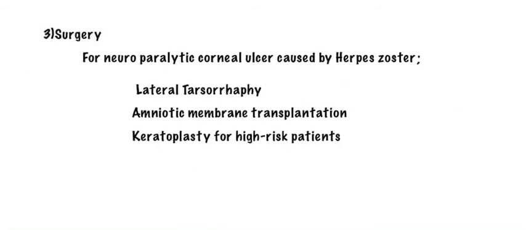So next is about the surgical management. For neuroparalytic corneal ulcer caused by herpes zoster. Sometimes there is neuroparalytic corneal ulcer also caused by HZ. So what do we do? There are options like lateral tarsorrhaphy, amniotic membrane transplantation, and keratoplasty, which is recommended for high-risk patients. These are the 3 things you have to remember for neuroparalytic corneal ulcers. We're not getting into the details of these 3 as they are actually concerned with postgraduate ophthalmology. For UG students, the names are enough.